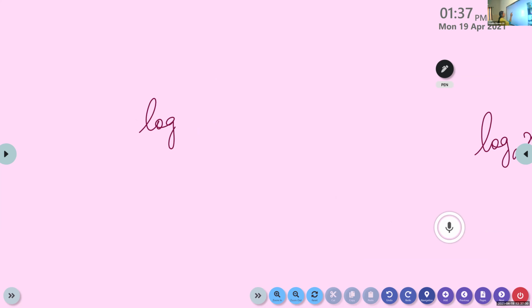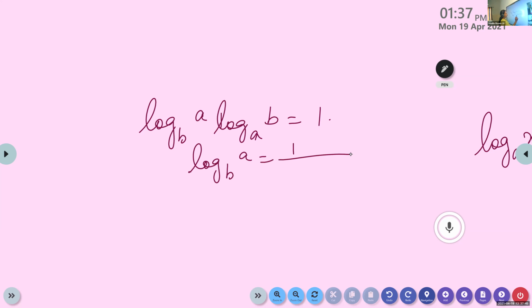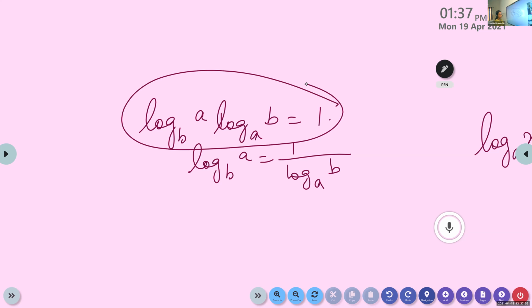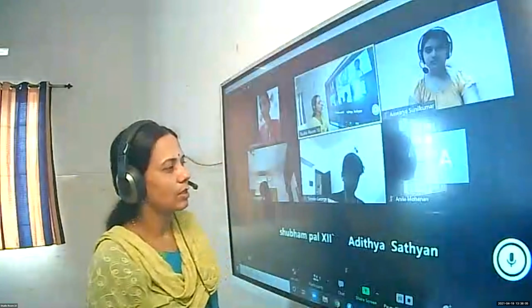Log a to the base b into log b to the base a is 1. This is how we have learned last year. So from here, log a to the base b is 1 by log b to the base a. Look here, the base and index are changed. So this is the property we are using. In the next question, we need all these things. Okay, write the question. Shall we move on to the next one?